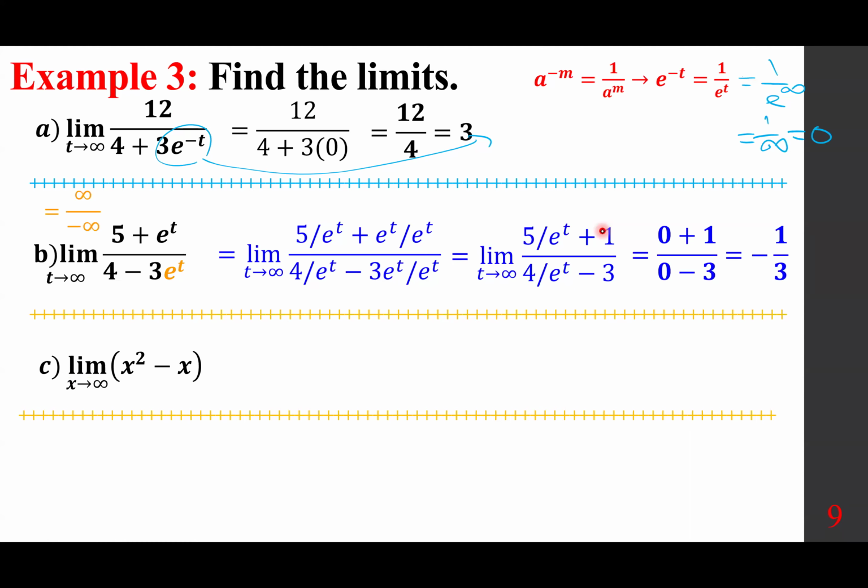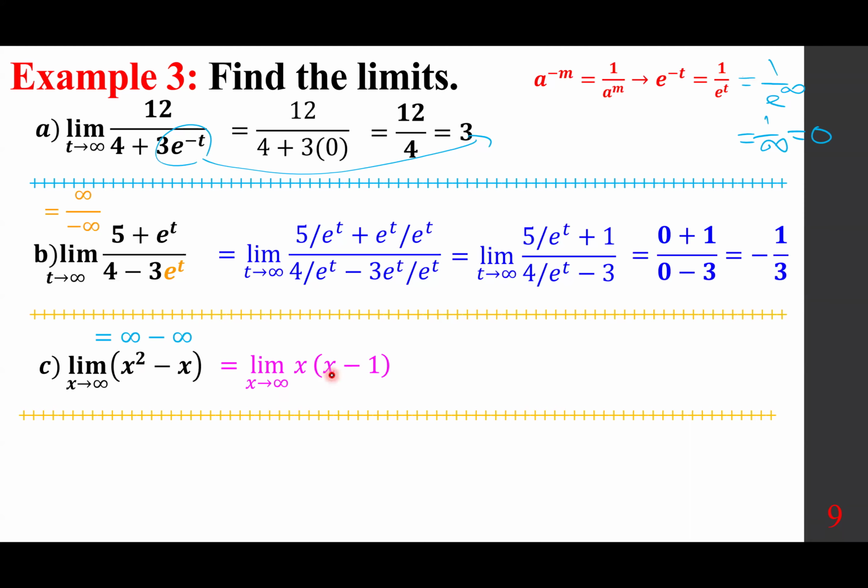What about the limit of x squared minus x as x approaches infinity? You plug in, you get infinity squared minus infinity, which is simply infinity minus infinity, and it's indeterminate. So what is the technique here? You notice you can factor. So we are going to factor the x out. The limit of x times (x minus 1) as x approaches infinity.